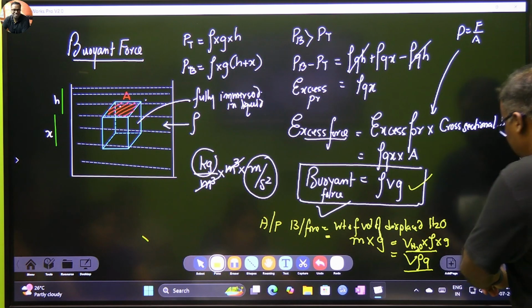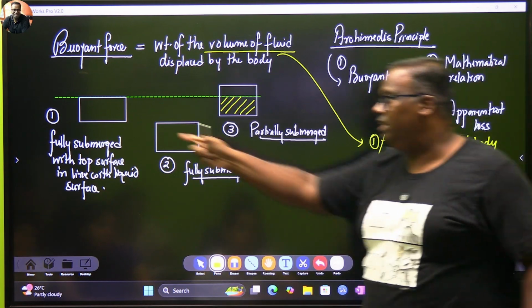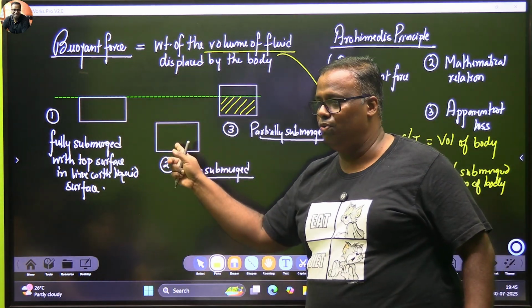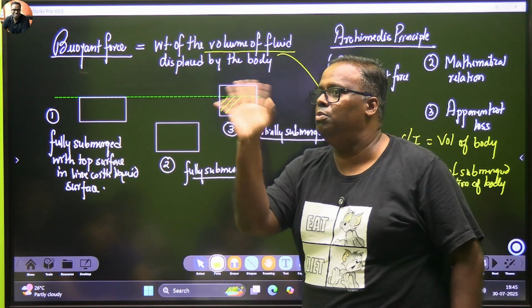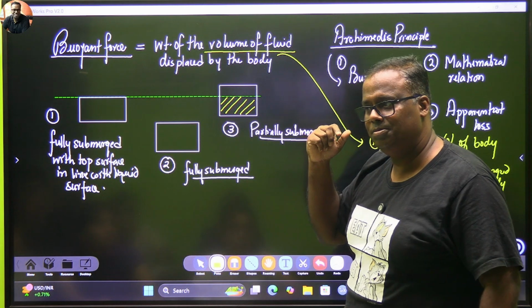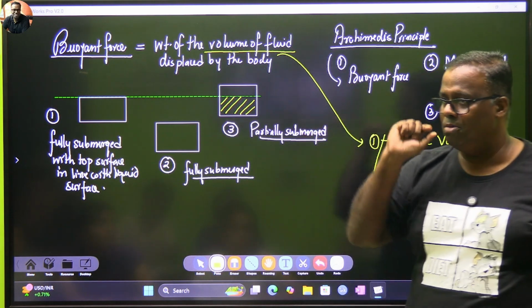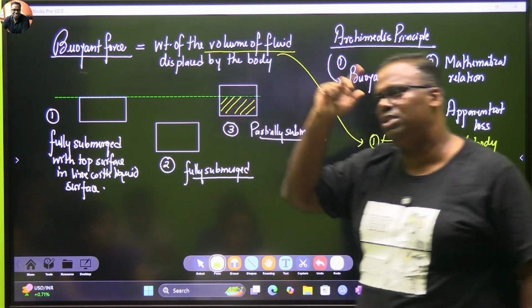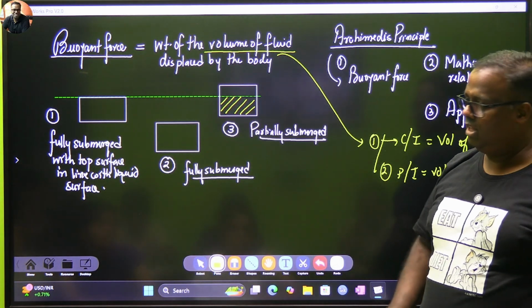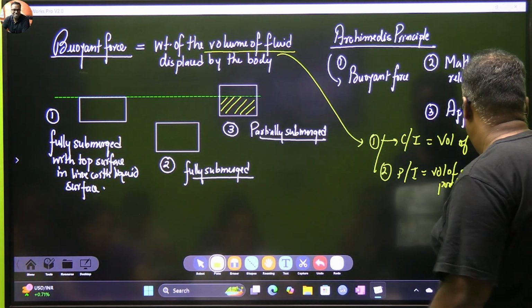Now let's see these two scenarios. In this case the buoyant force will be rho Vg. In this case also rho Vg. But in this case it will not be rho Vg, because the whole body has not gone in, only the submerged part. So here also we will see what the relation is. Have we understood this?